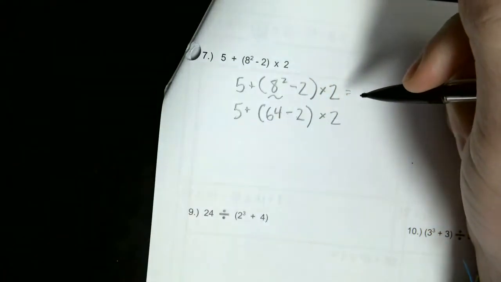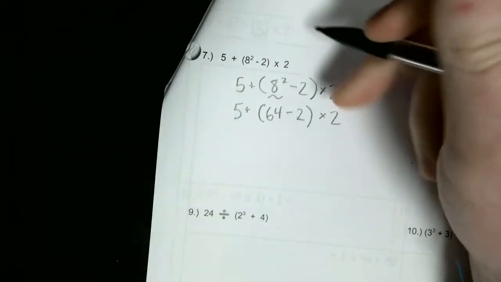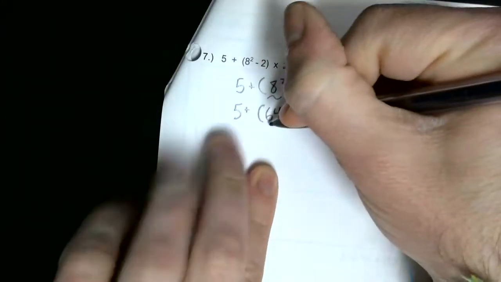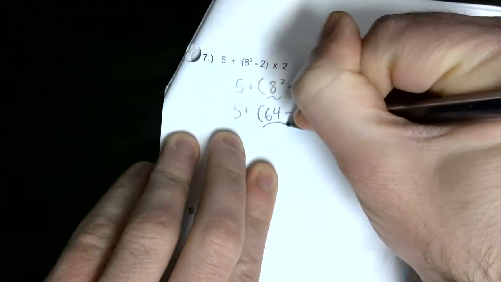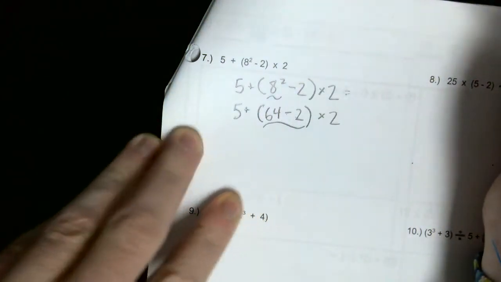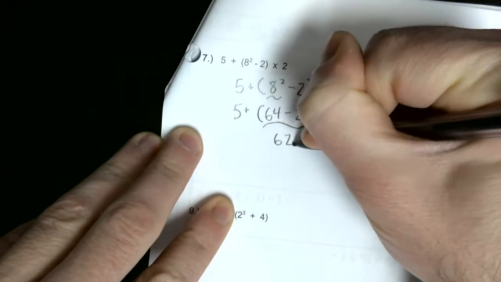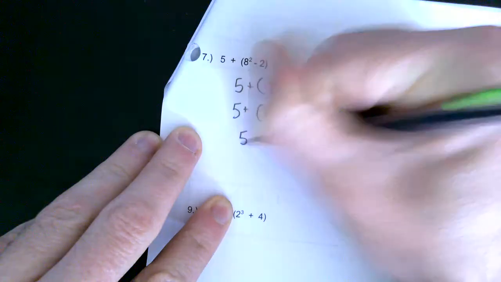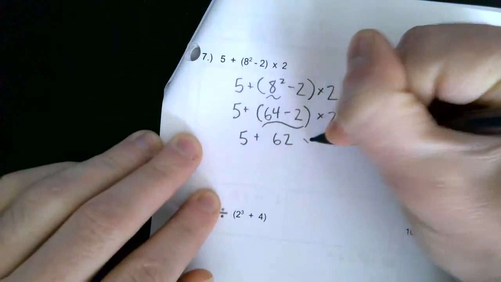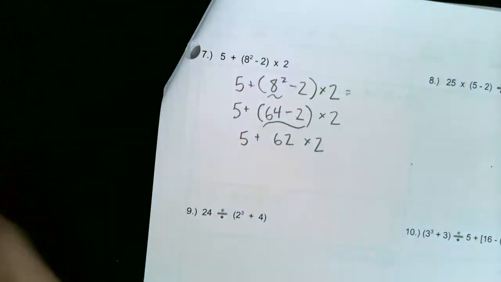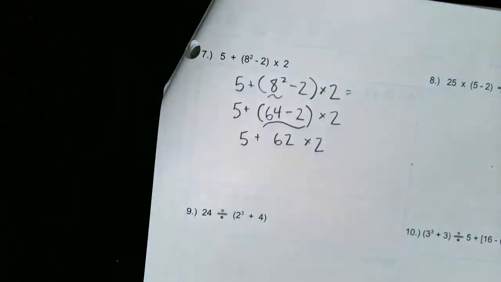All right, let's start the cheer again. Parentheses. Yes, there are parentheses. We're going to do those before we do anything else. 64 minus 2 is 62. Now there's only one number left, so we don't need the parentheses anymore. Okay? There's only one number left in those parentheses, so we can get rid of that. Just turn the lights back on.